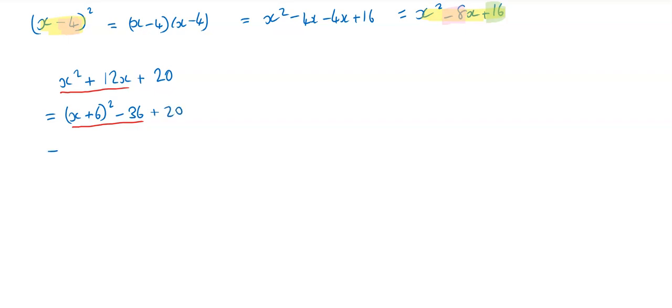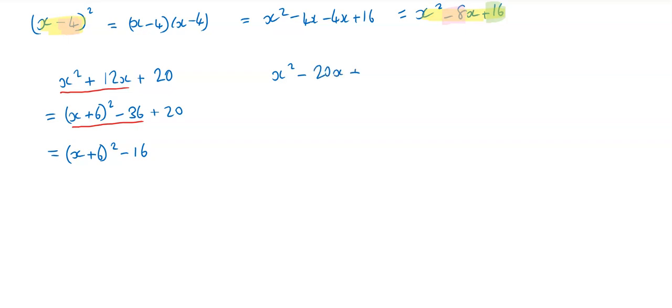Plus 20. And that gives us (x + 6)^2 - 16. That's way quicker than a lot of ways you might be taught, which is supposed to be deep conceptual understanding or some nonsense. Let's look at a few mild variations.